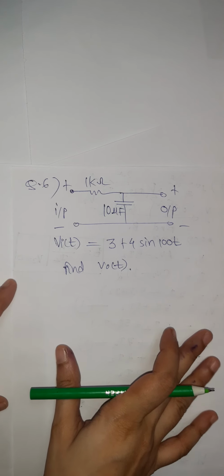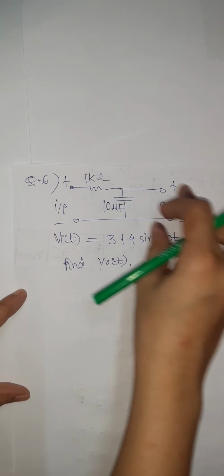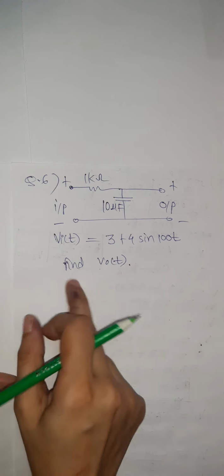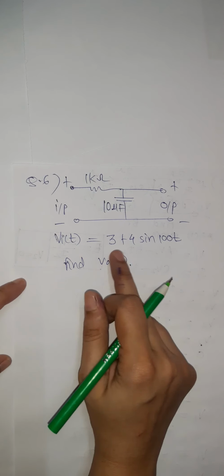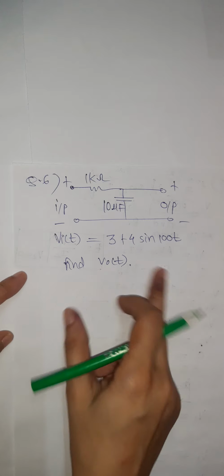This question is from steady state analysis. It is asked in GATE EC 2000, and here the circuit is given: 1 kilo ohm in parallel with a 10 microfarad capacitor. The input voltage applied to this circuit is 3 plus 4 sine of 100t. Then find the output voltage V0(t).